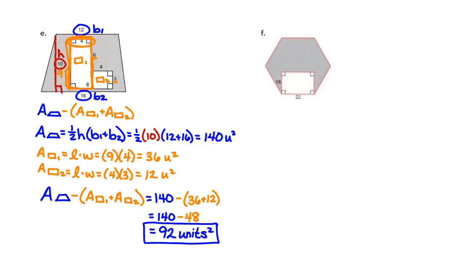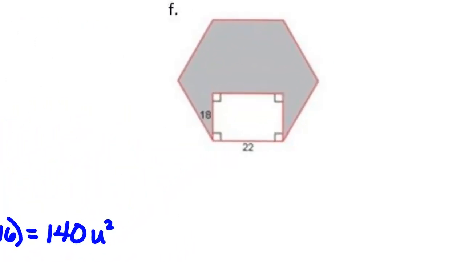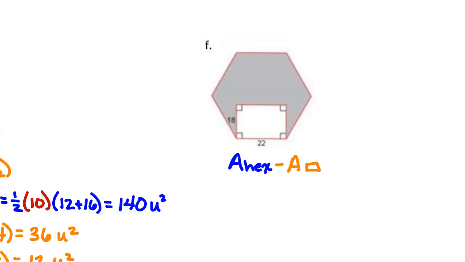All right, there's 2 more problems that I'm wanting to do. I want to do F and then I want to do H. We're going to skip part G. What kind of shapes do we have going on in F? Hexagon and a rectangle. Which one is the whole? The rectangle. So we need to do the area of the hexagon minus the area of the rectangle.